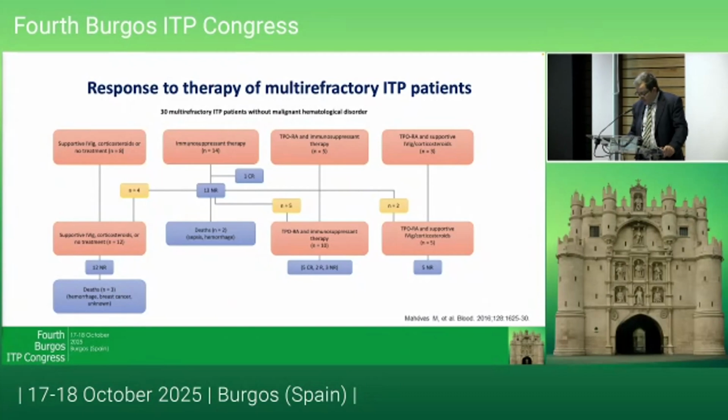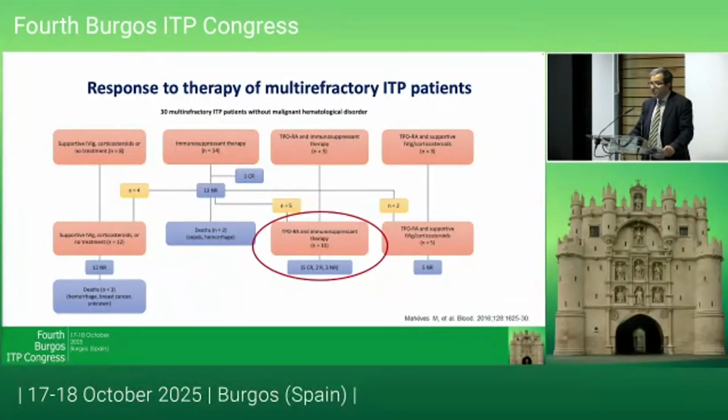So the best combination therapy for a patient who has not responded to splenectomy, rituximab, eltrombopag, and romiplostim is paradoxically the combination of TPRAs plus immunosuppressants.